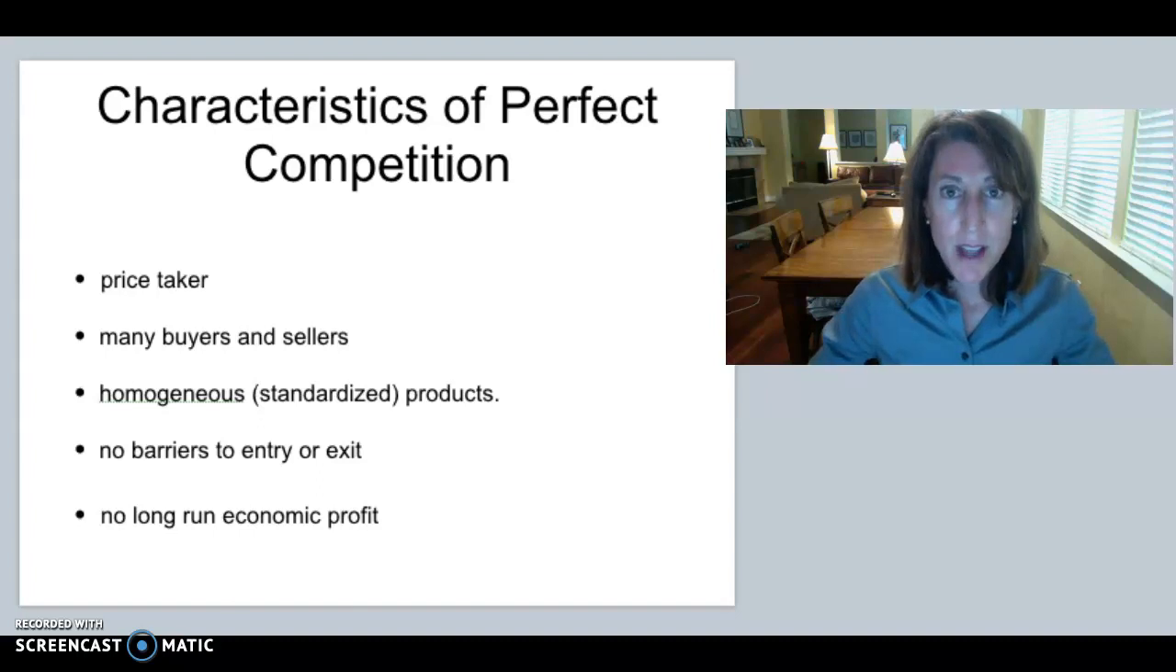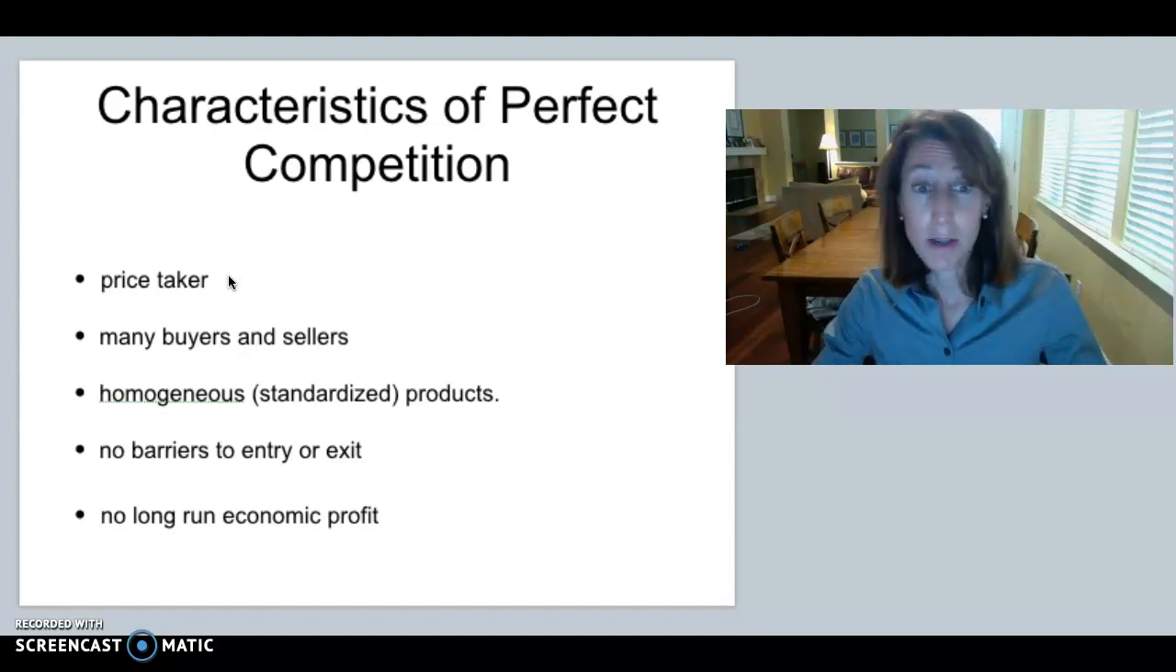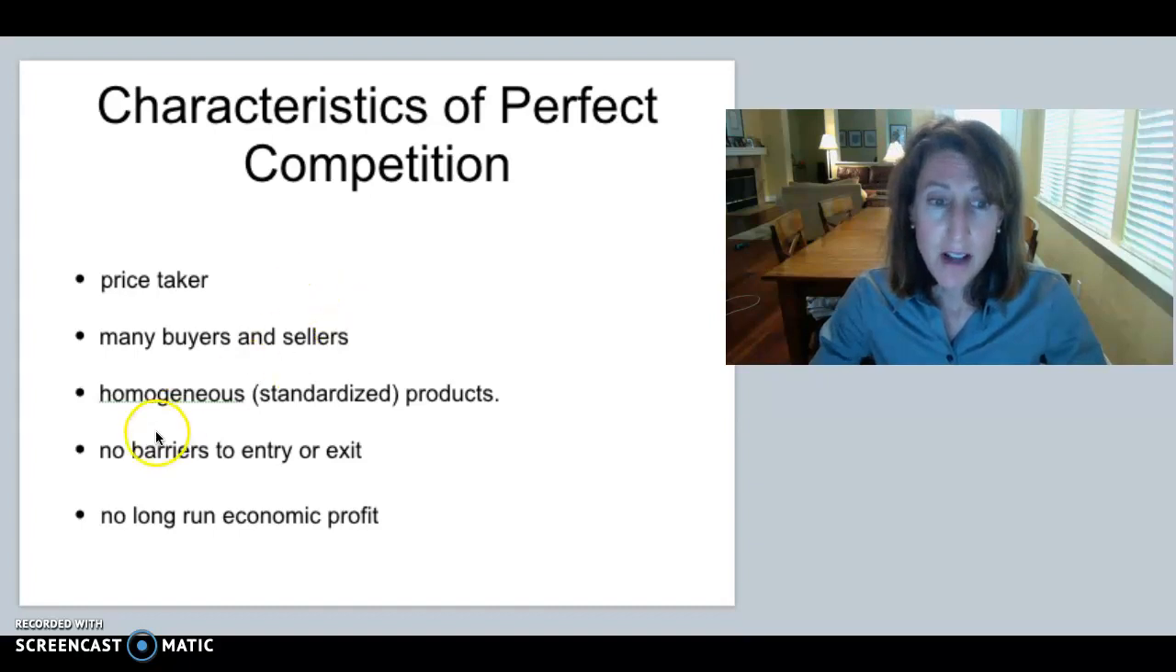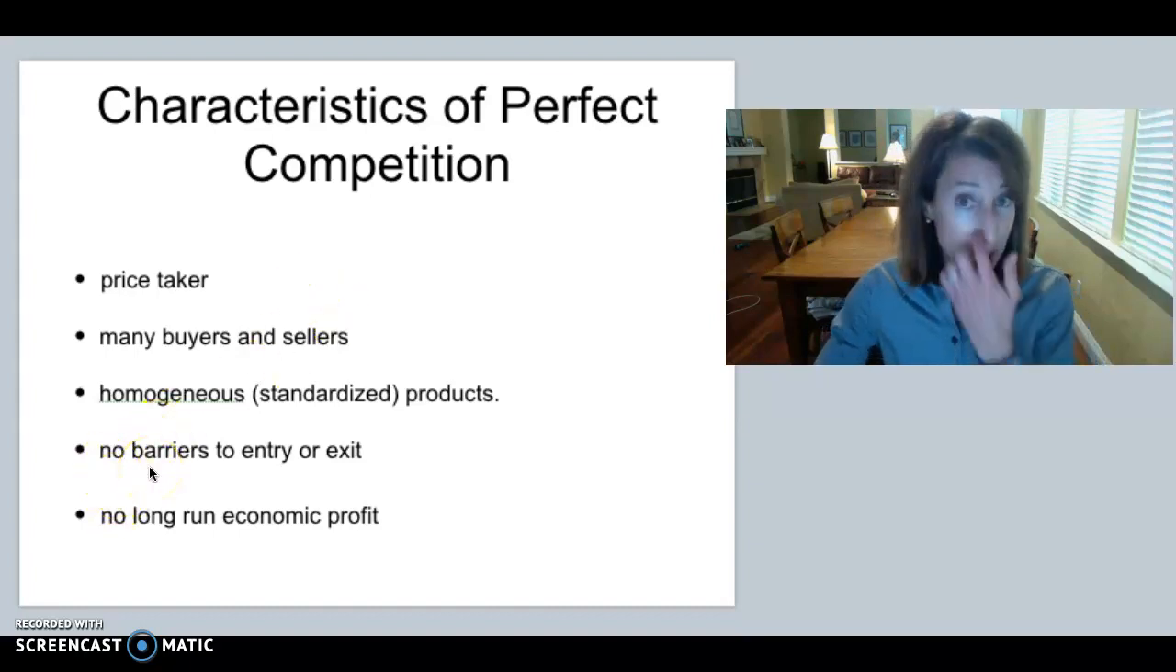First, firms in that market are price takers. What that means is, because there are many buyers and sellers, and because they all sell a homogeneous or standardized product, no one firm has any control over price. Whatever price is set in the market, that firm has to charge for its product. If it tries to charge more, no one will buy its good. So it's reactive.